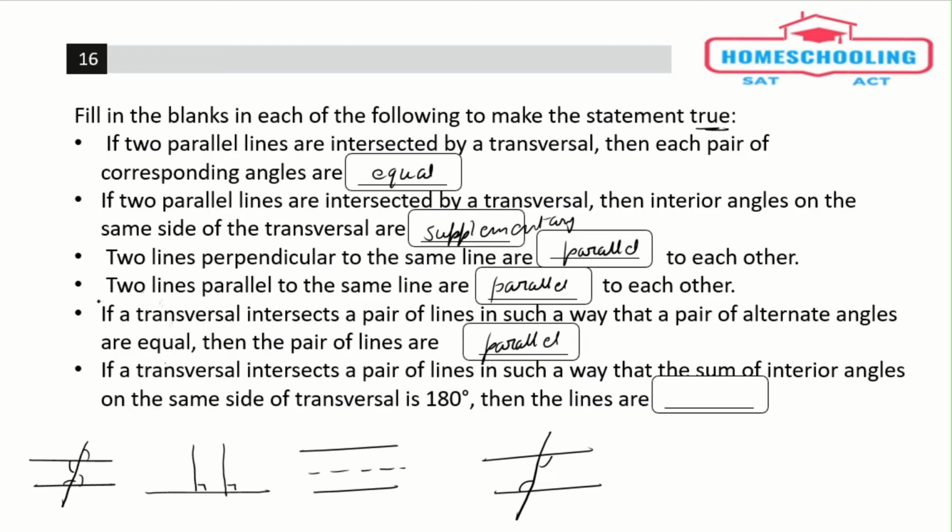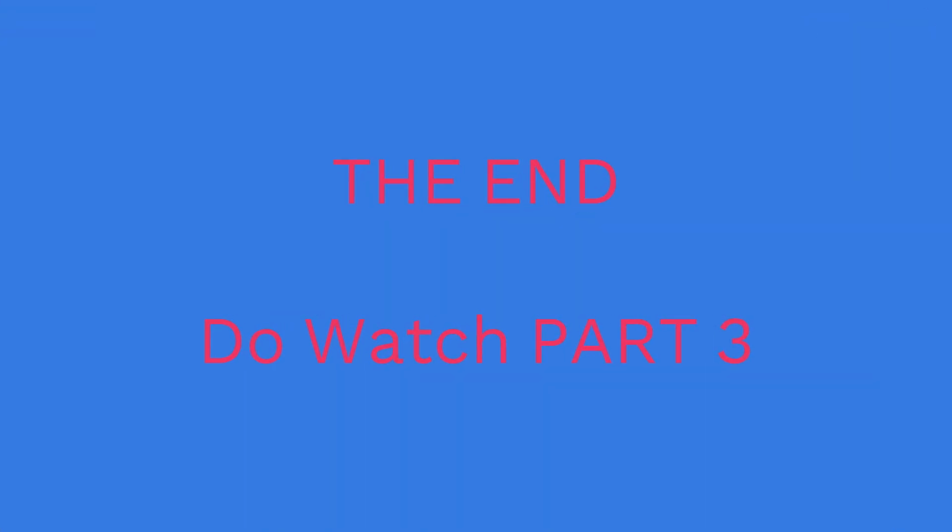Now moving to the next statement, if a transversal intersects a pair of lines in such a way that the sum of interior angles on the same side of the transversal is 180 degrees, then the lines are also parallel. So this is the end of part 2 of this chapter, lines and angles.